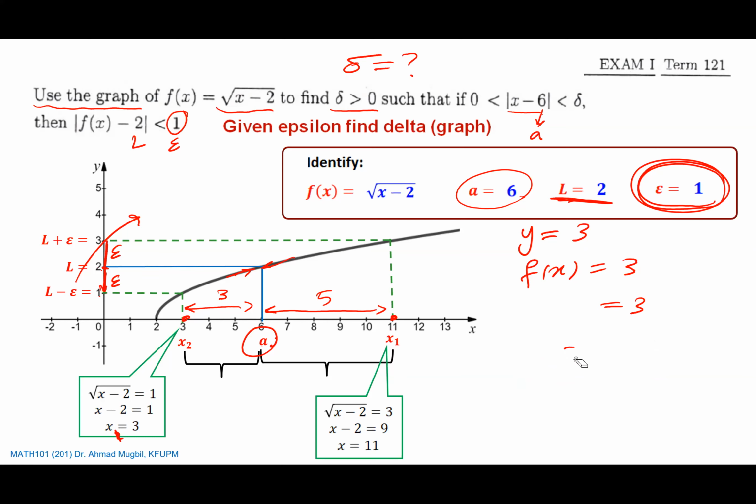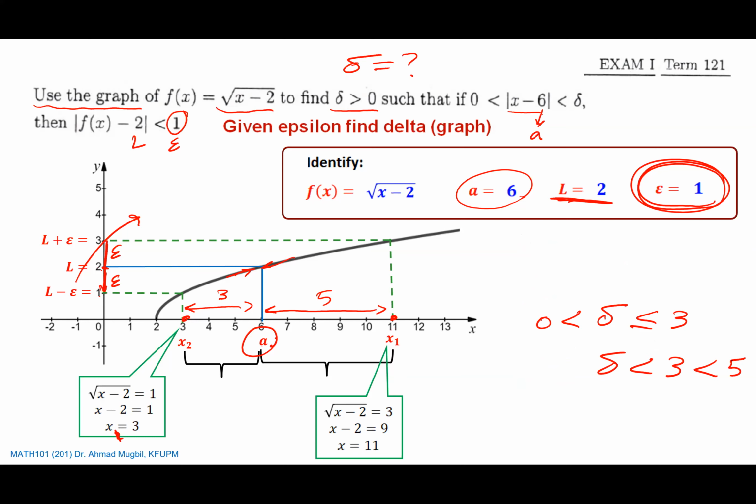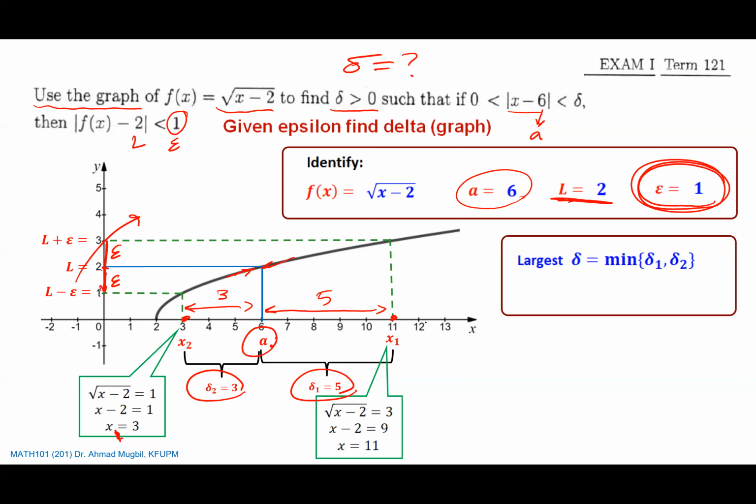Because at the end we want delta to be greater than 0 and less than or equal to 3. If it is less than 3, it will for sure be less than 5. But if you choose 5, you cannot guarantee that it will work, because it might be 4, which is not less than 3. So we will choose the smaller delta. We will call this one delta 1 and this one delta 2, and we will choose the minimum between them.